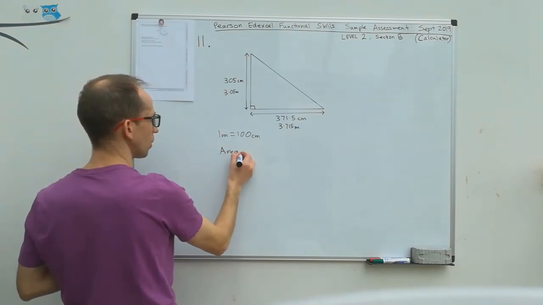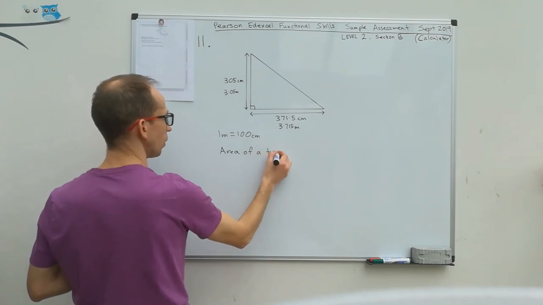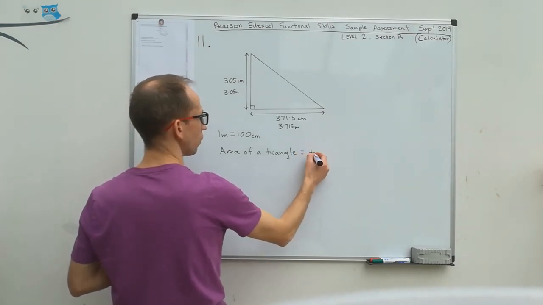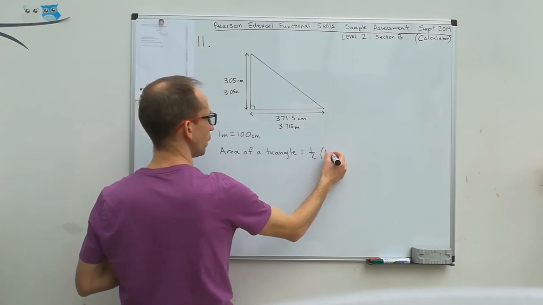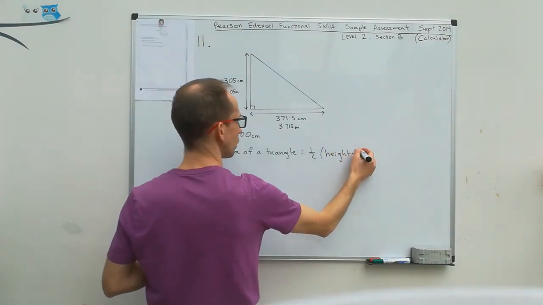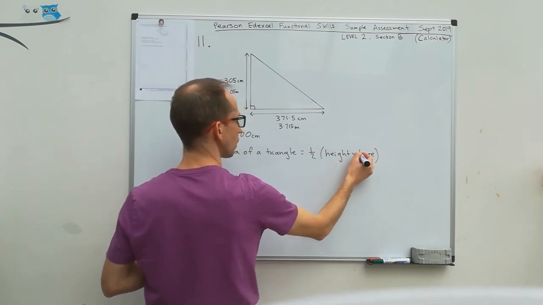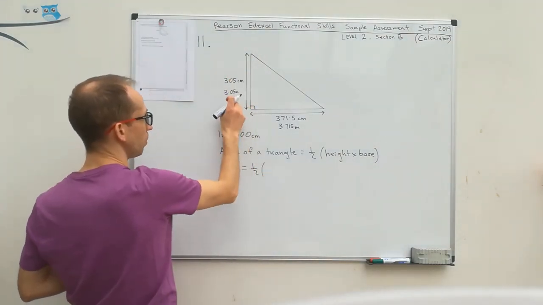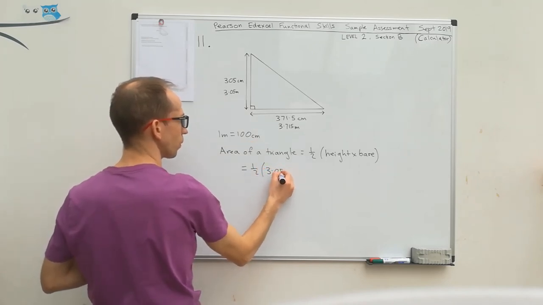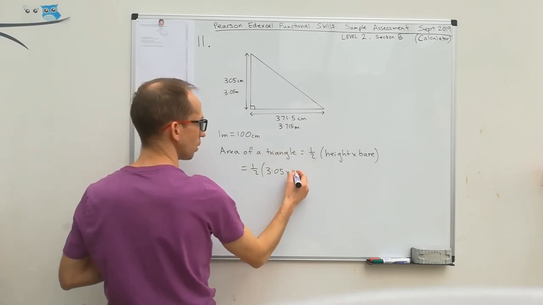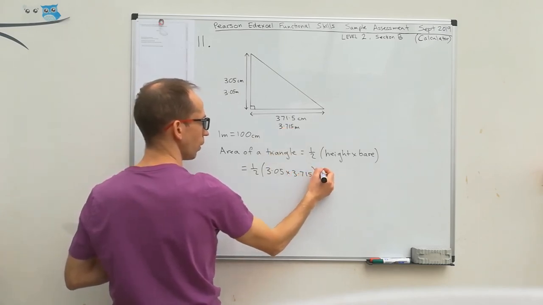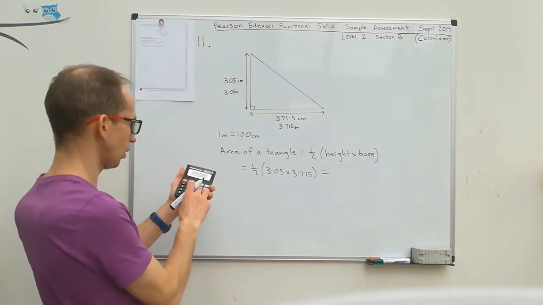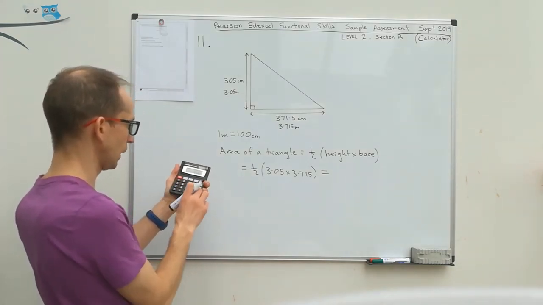Now the area of a triangle is 1/2 of the height times the base. In metres, it's 3.05, and our base, in metres, is 3.715. So, if I use my calculator, 3.05 times 3.715. And I get my answer.